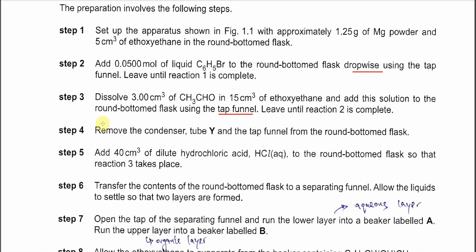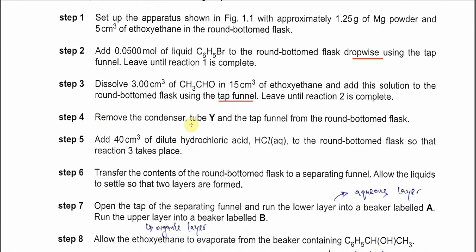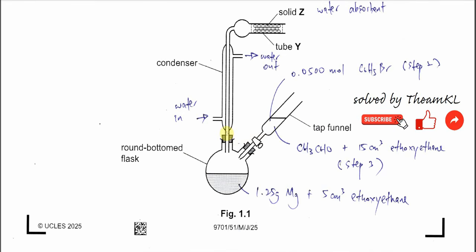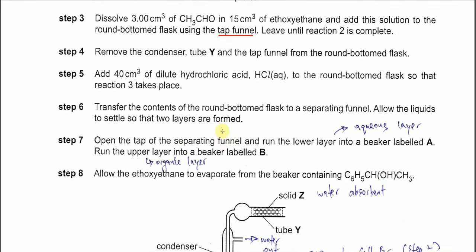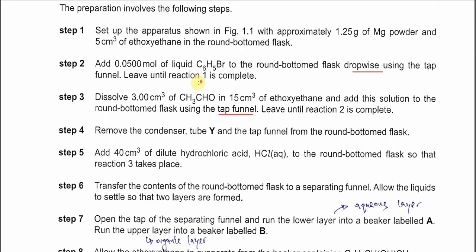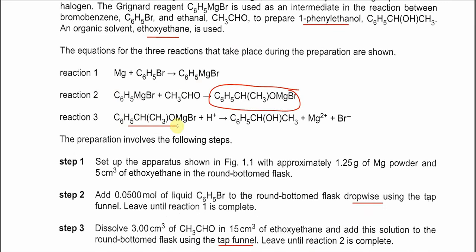Now for step 4, remove the condenser, tube Y and the tap funnel from the round bottom flask, meaning all are detached, and we need only the round bottom flask according to this step. After that, add 40 cm³ of dilute HCl to the round bottom flask. Then eventually the alcohol will be produced: the intermediate reacts with the acid to form 1-phenyl ethanol. And of course the magnesium and the bromine will form ions or the salt.